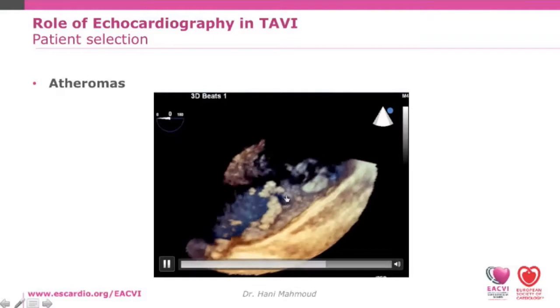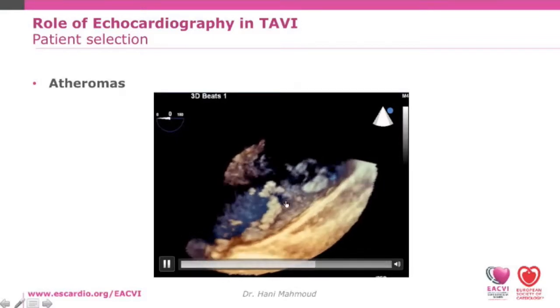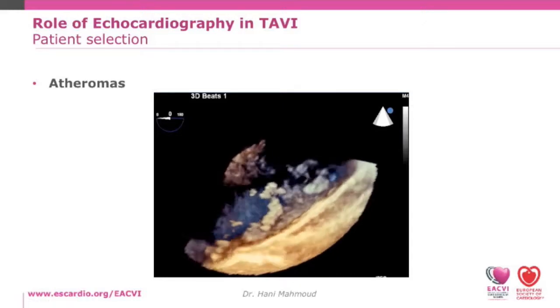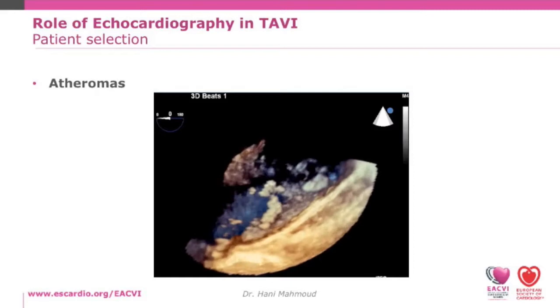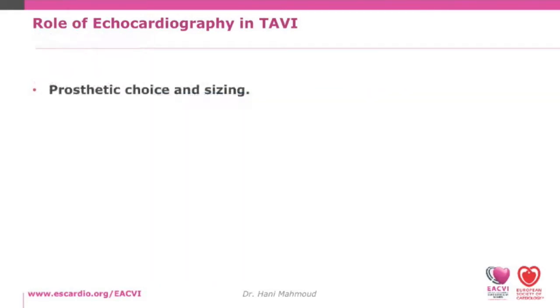This is another patient with an arrow-like, very big atheromatous plaque in the descending thoracic aorta, just waiting for any catheter to push it in order to embolize distally. Such patients are not a good candidate for transfemoral approach.